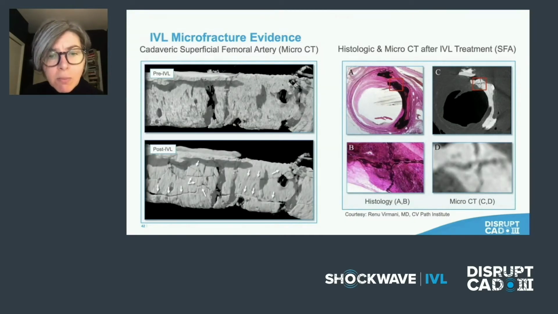And this is some data from the femoral artery where they use micro-CT and histological samples, which shows this phenomenon of these microfractures that you can't pick up with the resolution of OCT. And the suspicion is that this is the same mechanism in the coronary artery, with an intention to go on and perform some analysis to confirm this.